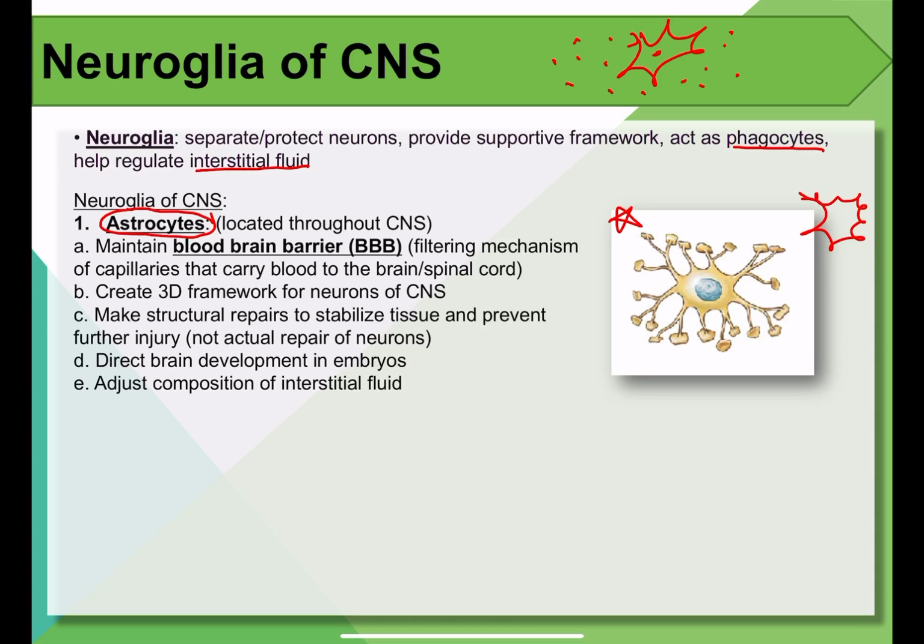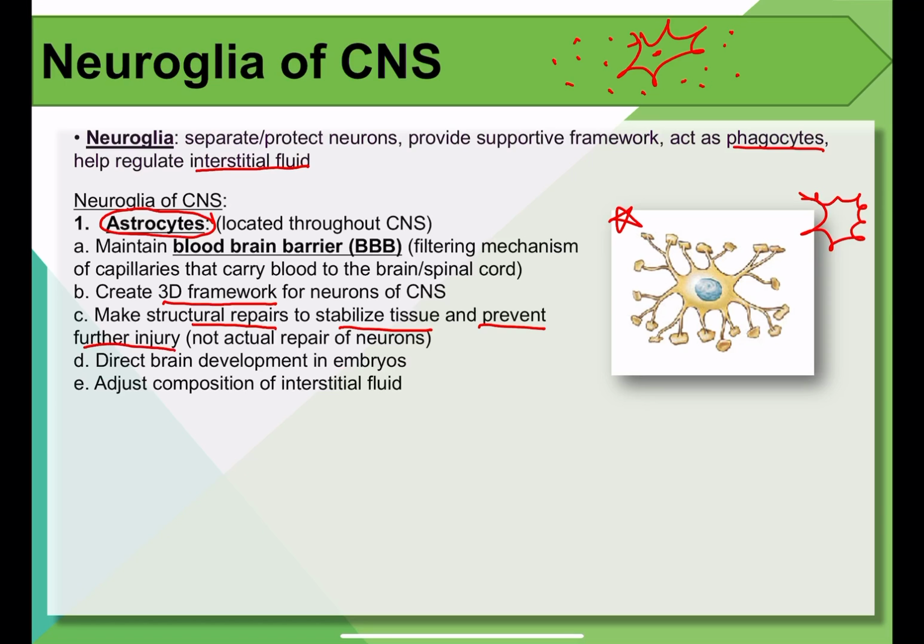All right, and astrocytes are also important for creating that 3D framework for neurons of the central nervous system, and they do some structural repairs, but not to regenerate or repair a neuron's function per se, just to stabilize tissue and prevent further injury. So not actual repair, but structural repair that stabilizes the central nervous system and prevents any more damage than has already been done. And I'll talk about that when we get to the repairing mechanism of the nervous system.